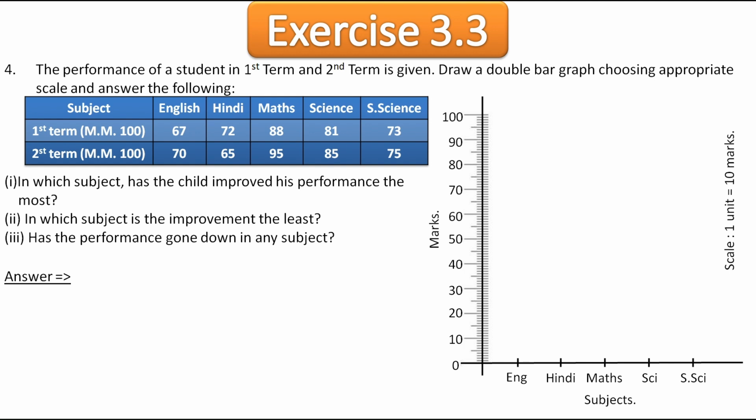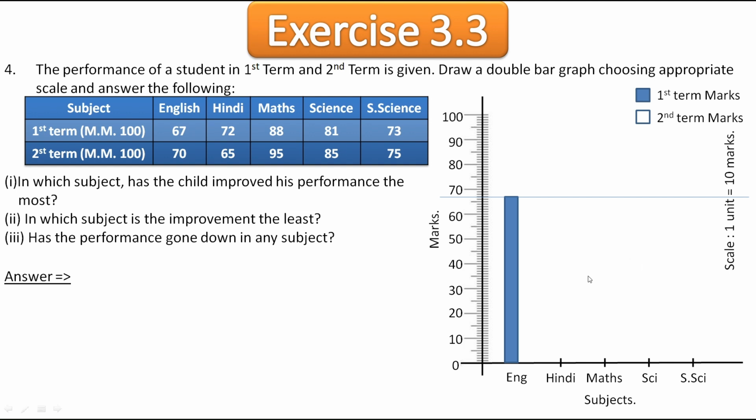Okay. So in English, in the first term that student has scored 67 marks. Before I proceed, I'll tell you, the first term bar will be shaded with blue color and the second term bar will be unshaded. Okay, so in the English subject, in the first term he had scored 67 marks. So the shaded bar for English will come on 67. See here it is 67. So this shaded bar came for 67 in the subject English.